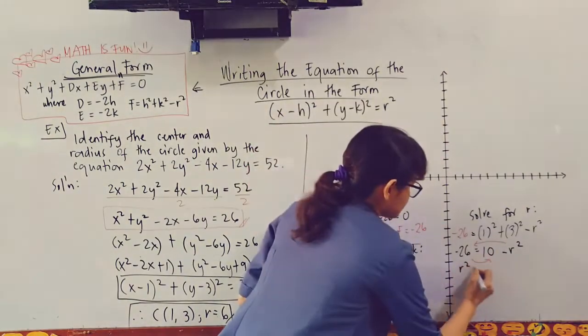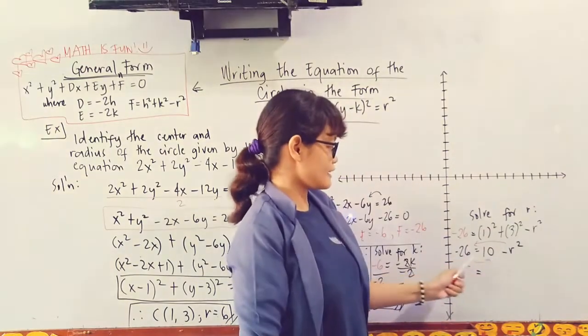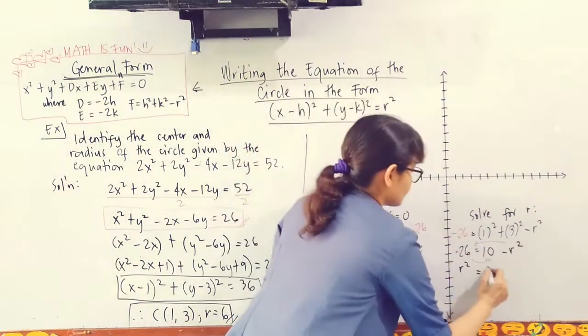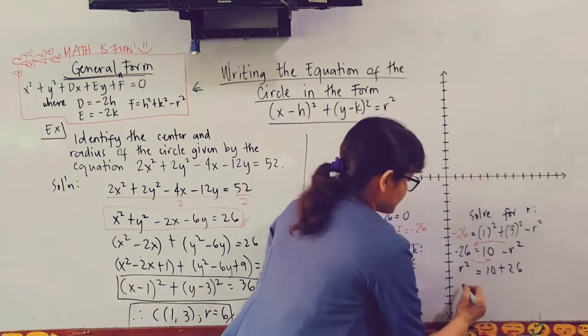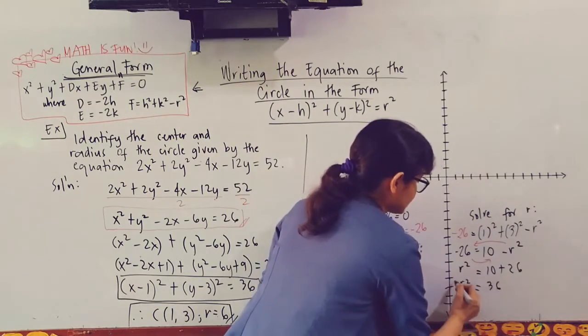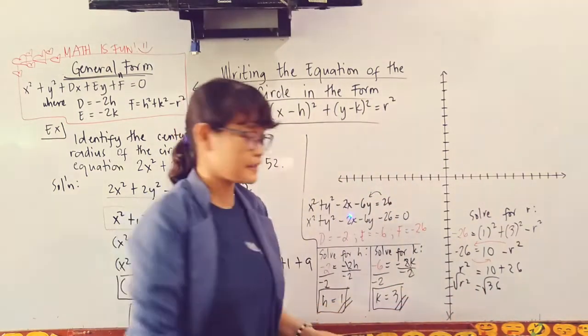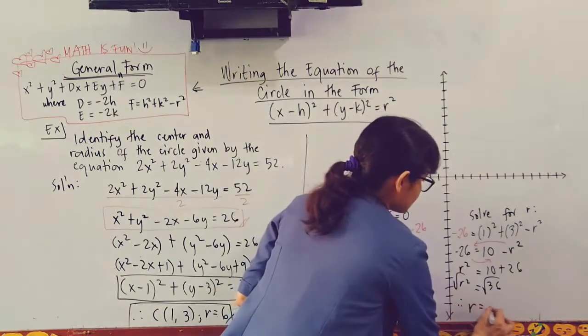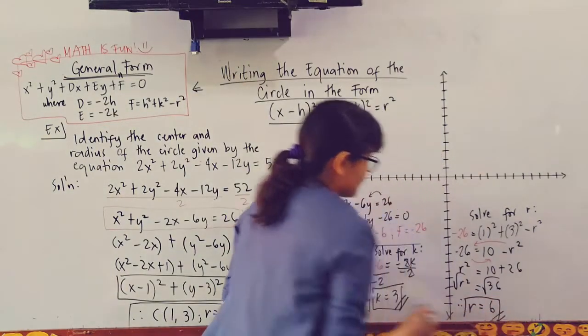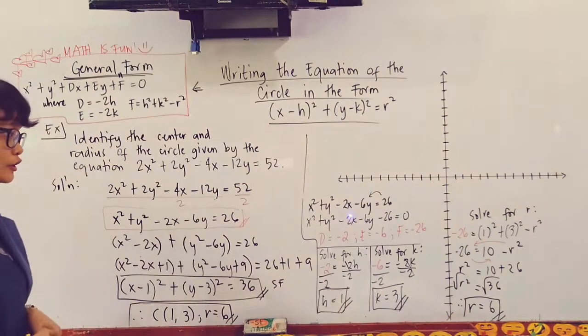So you'll have R squared is equal to, so 10, -26 yung pupunta doon. So you have 10 plus 26. So that is R squared is equal to 36. Taking the square root, so therefore, your R is equal to 6. Okay? So two different solutions.